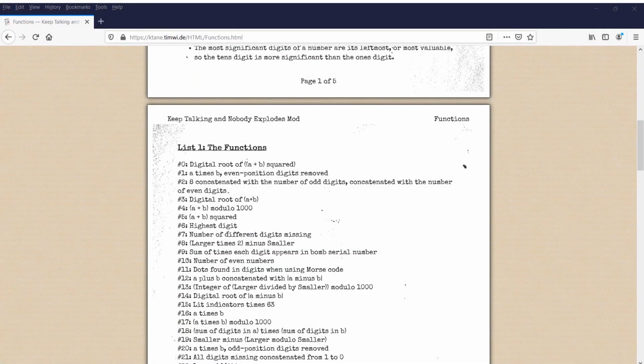The next one is 8 concatenated with the number of odd digits. What concatenated means is you just put the numbers together. It's like the elementary school joke where the kids ask you what's 2 plus 2, and you say 4, but they say 22. So this is 8 concatenated with the number of odd digits, concatenated with the number of even digits. That's hard to say.